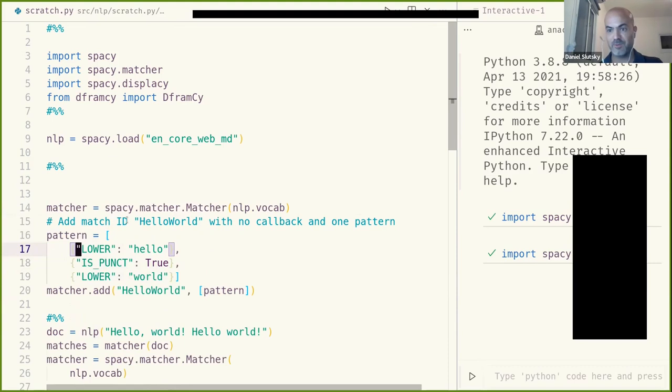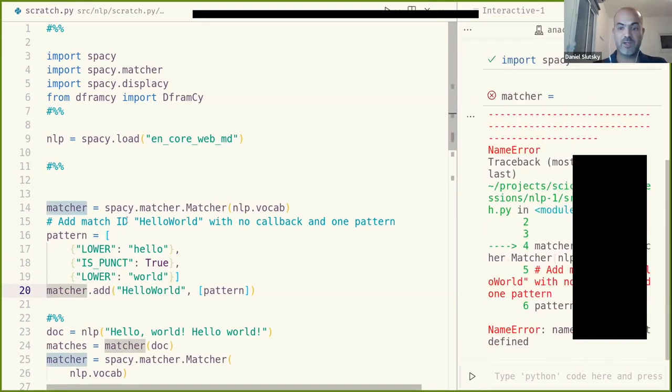This pattern says we have one token. Remember, Dimid was telling us about tokenization, tearing the text apart into a sequence of tokens. So the first token in lowercase would be the word hello. The second token would be a punctuation mark. And the next token would be in lowercase world. So we can add this pattern to our matcher.